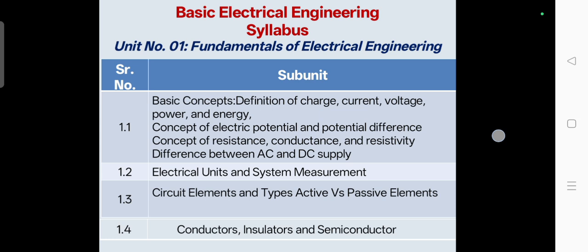So under this fundamentals of electrical engineering, I have divided it into four different sections. That is, first we will discuss the basic concepts, definition of charge, current, voltage, power and energy. Then what is potential, electric potential and potential difference. Then concept of resistance, conductance and resistivity. Then difference between AC and DC supply. Then we will discuss the electrical units and system of measurement. Then electric elements and types of elements, that is active versus passive elements. And lastly we will discuss conductors, insulators and semiconductors.